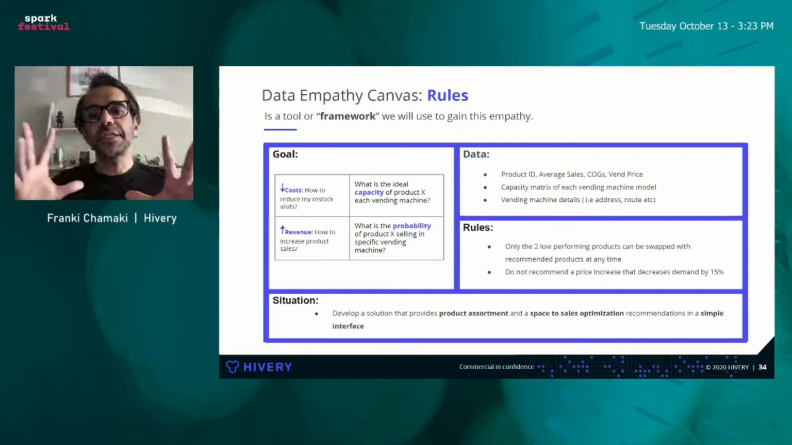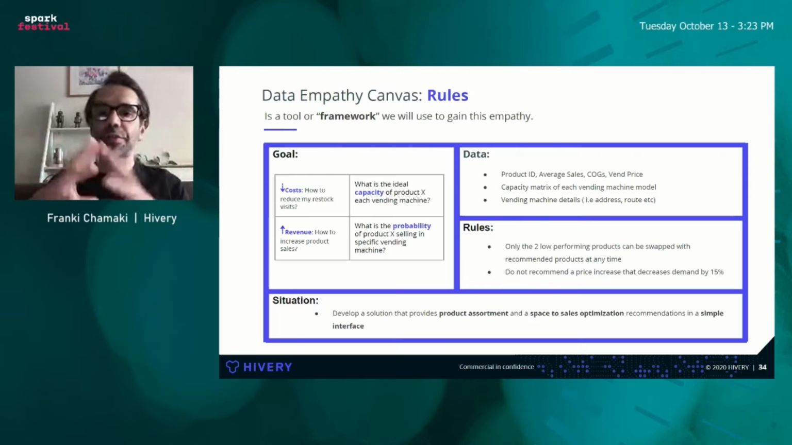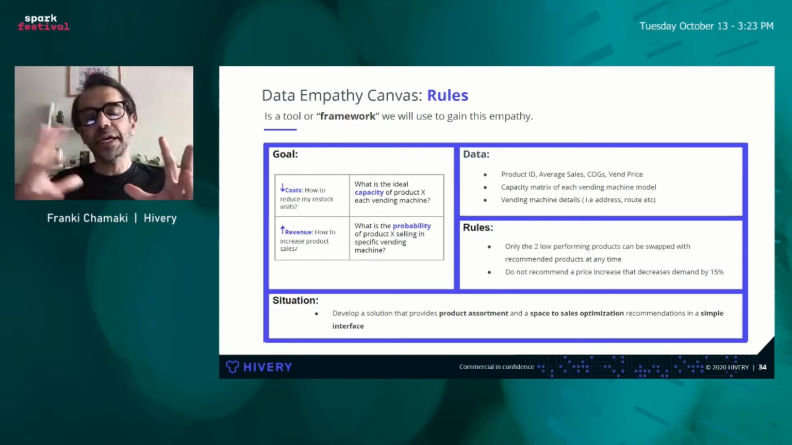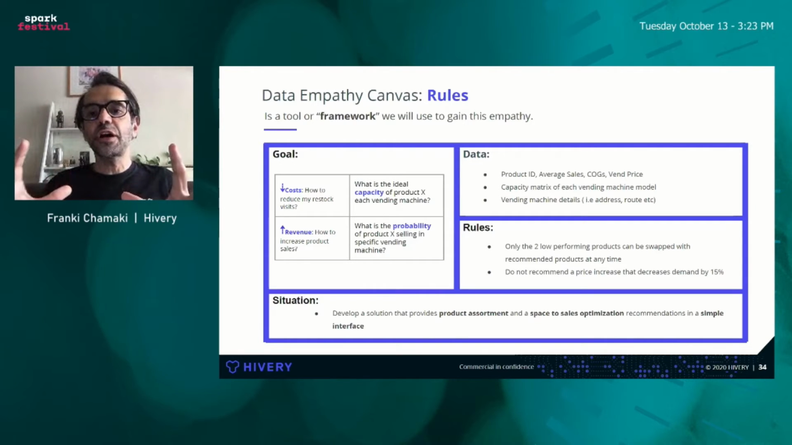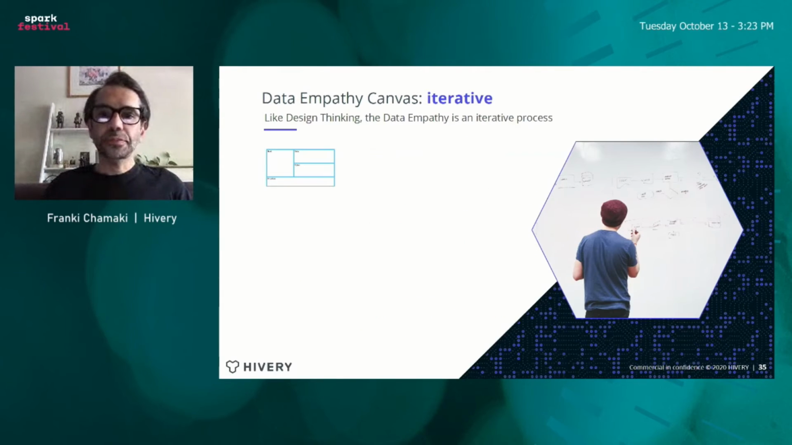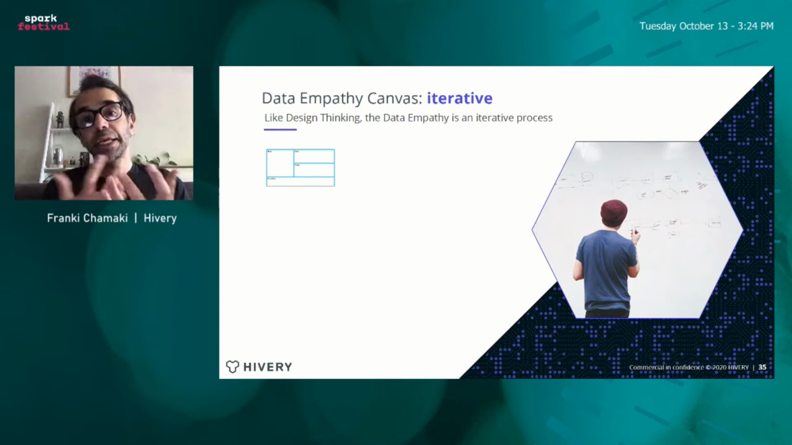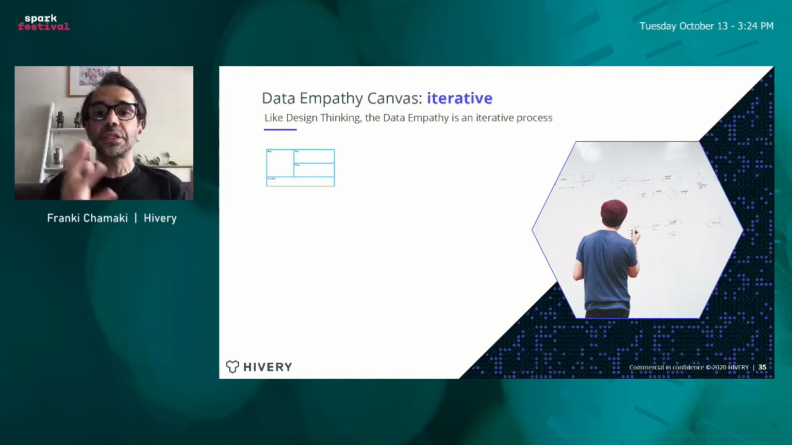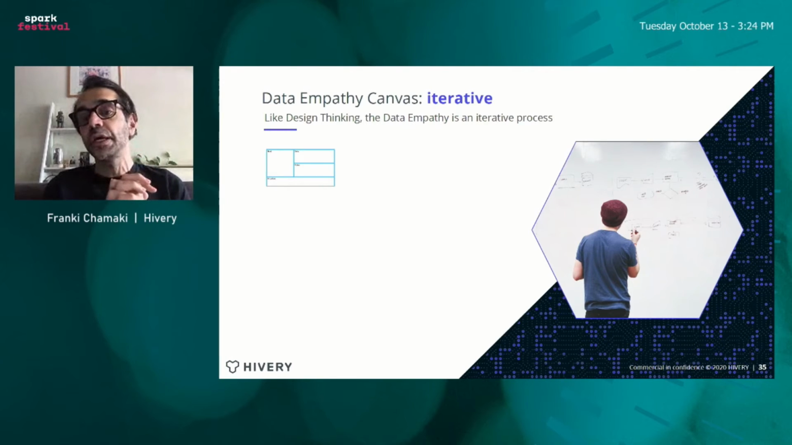Like I said, this is a great summary now of this business model data empathy canvas. It's a great summary of our first attempt of what we believe we're going to solve, what is required, what are the rules, and what kind of formalities we need. So I mentioned it's an iterative process, and it's true, like in design thinking, and also in lean startup.